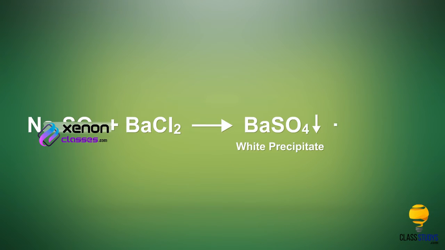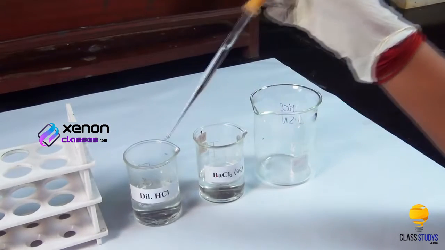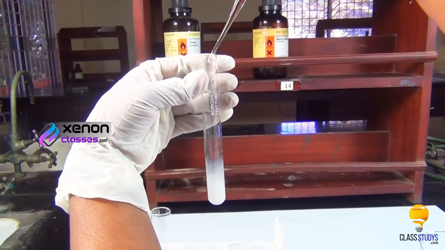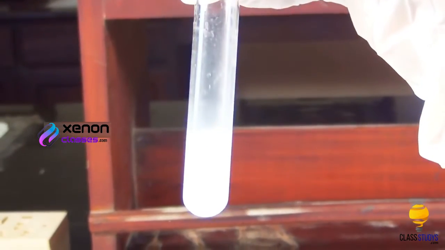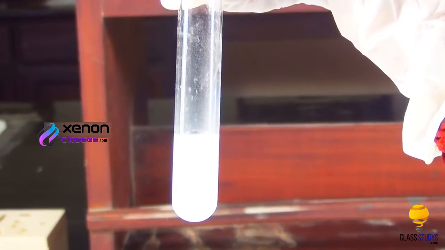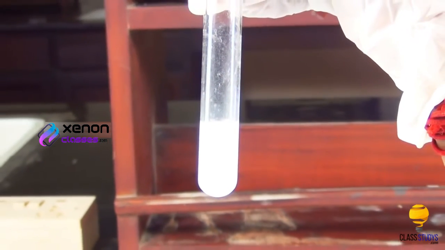Sulphate reacts with barium chloride to form a white precipitate of barium sulphate. Using another dropper, add a small amount of dilute hydrochloric acid to this precipitate and shake the test tube well. The precipitate is insoluble in dilute hydrochloric acid.